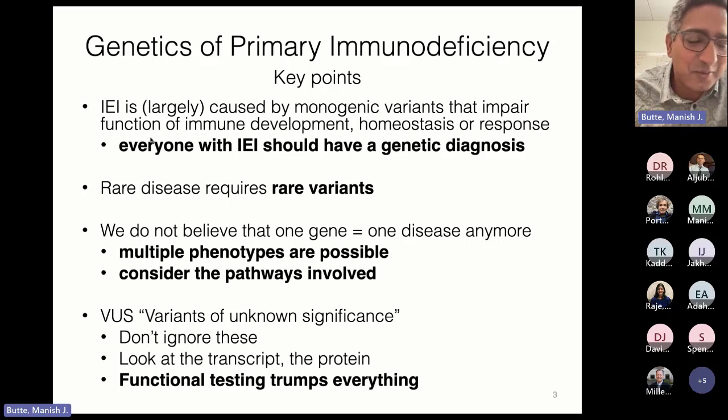Another key point is that as you work on these genetic disorders, you're going to hear this mantra, and you should say it in the back of your mind again and again: rare diseases require rare variants. What that means is that you're working on patients who have extraordinarily rare phenotypes. Somebody who shows up with sepsis due to group A strep. That is insanely rare. There are only a few patients in the country at any time suffering from that fate.